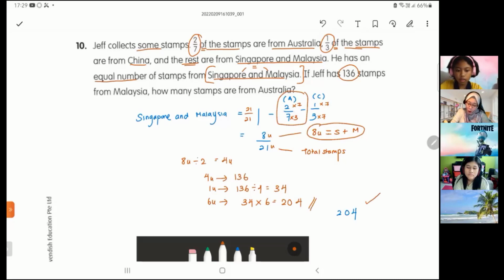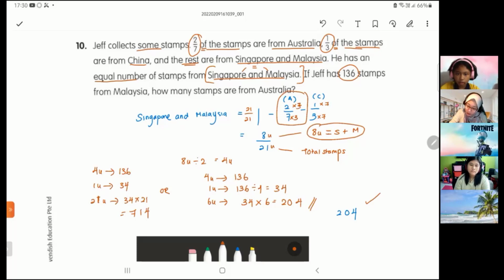So this is correct. Or another method: they say 2/7 are from Australia. You know that 4 units is 136, so 1 unit is 34. I find 21 units first, to find the total. 21 units is 34 times 21, which gives me 714. This is my total.